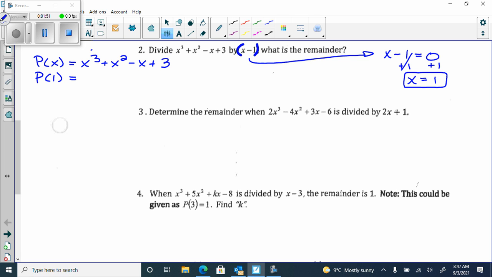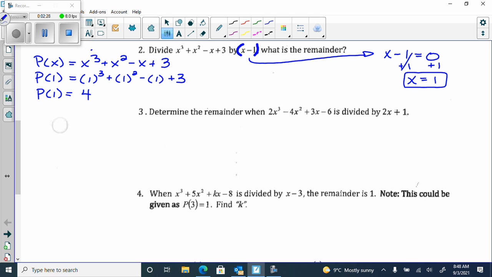So p of 1 equals, and remember, whenever we substitute in, we put brackets. Now, if it's positive, it's not going to make a difference anyways, but it's a good habit that whenever you substitute, put brackets. So we're going to go 1 cubed plus 1 squared minus 1 plus 3. So p of 1 equals 1 plus 1, which is 2, minus 1, which is 1, plus 3, which is 4. Now we know that if we write p of 1 equals 4, that actually is the remainder.